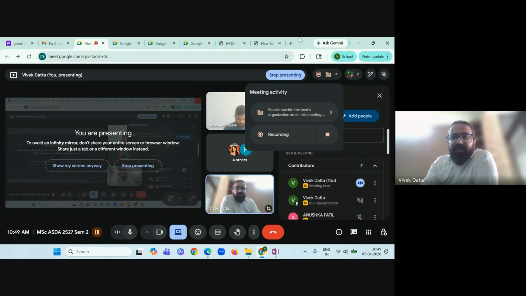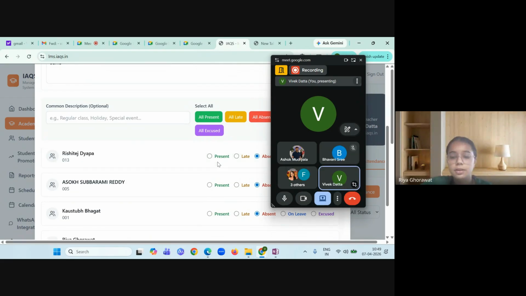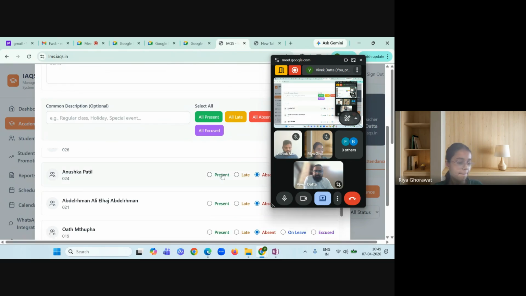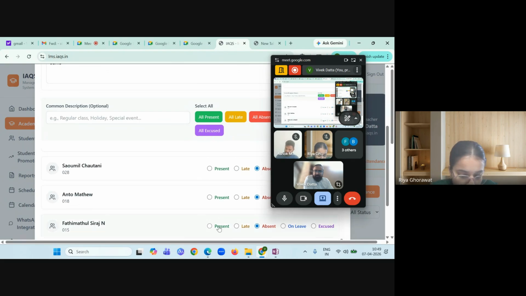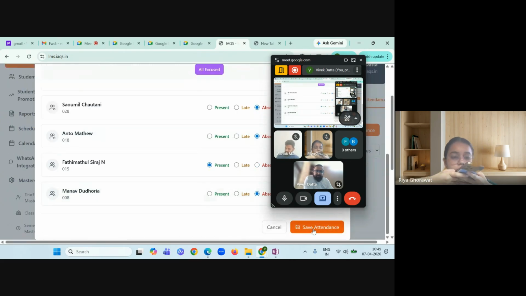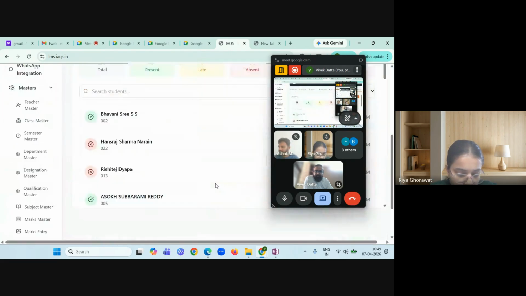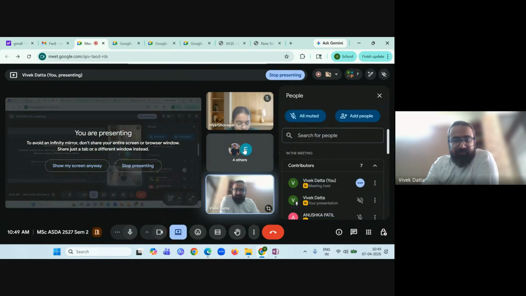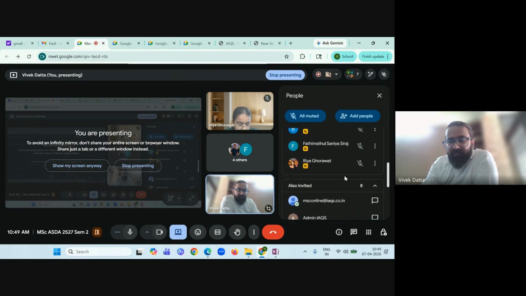Why is Kaustubh not attending these days? Sir, he is traveling today. Five people present, right? Anushka, Ashok, Bhavani, 6. 1, 2.